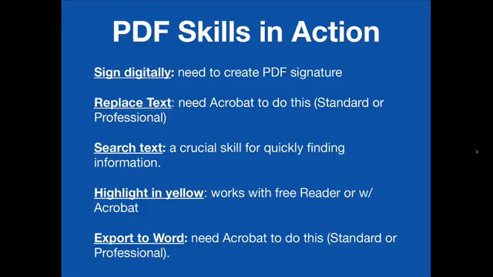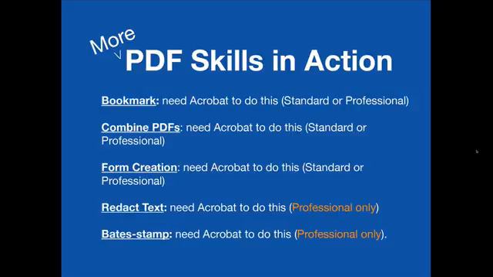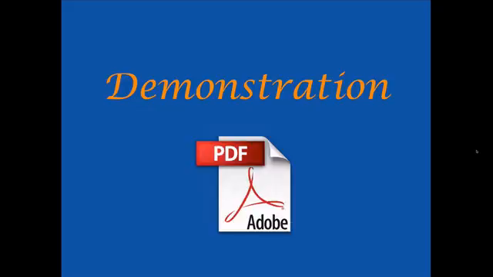We're going to do some things like digitally sign a PDF, replace text. That's something you need Adobe Acrobat to do. I'm going to show you how to search text, how to highlight text. This is something you can do with the free reader program. We might get around to showing how you can export out to Word, so you can take a PDF that somebody sent to you and save it out as a Word document. We're definitely going to talk about how to bookmark. That's something you have to have Adobe Acrobat for. Combining PDFs is something you need Acrobat for. Form creation. Redacting text, as we talked about, you need Professional for. Bates stamping, same thing. All right, so let's jump into demonstrating these skills that I'm telling you are super important.